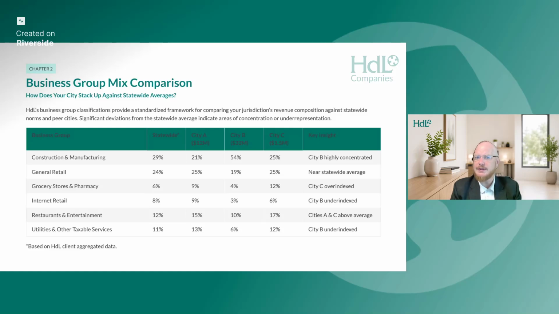For example, we can see City C, very small city, right? $1.5 million in annual collections, but 17% of that revenue is coming from restaurants. So that may mean that they have several restaurants in their city, or it may mean they have one restaurant that's contributing a very large amount to that sales tax base. Again, things that we like to get into and analyze on a case-by-case level with the jurisdiction, and that can only be done with the confidential data.